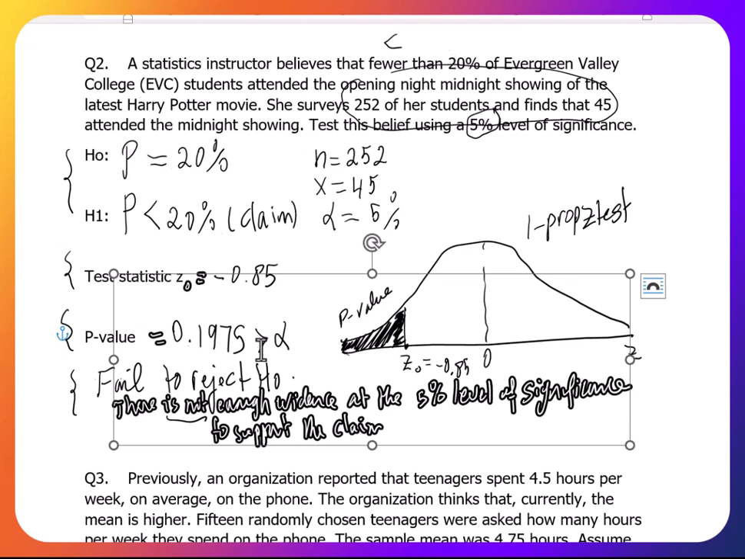Let's say, guys, you ended up rejecting H0. Let's say this was a small number and it was less than alpha. What do you say? You say there is enough evidence at the 5% level of significance to support the claim. Okay? Let's go to the next one.